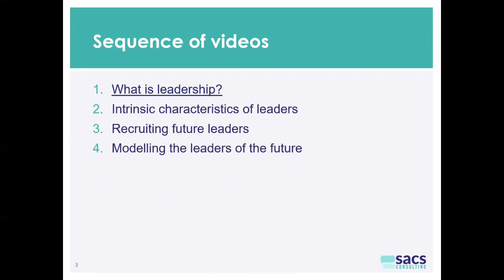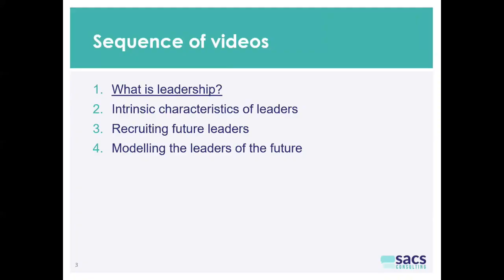Video 4 will be about modelling the leaders of the future, and just to explain that a little bit more, we'll be showing you how to identify what are the key characteristics of your successful leaders and how you can build those characteristics into your recruitment process. We'll show you a scientific method called high performance modelling that helps you to do this.